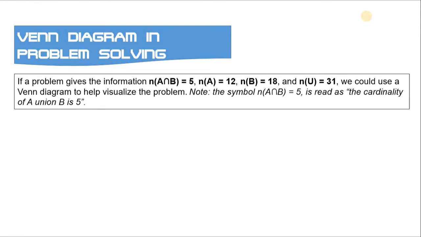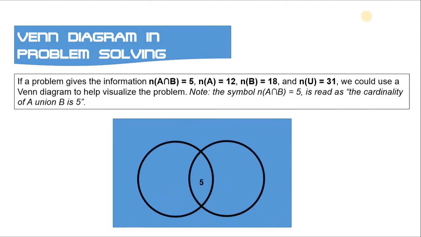Note the symbol: the cardinality of A intersection B is 5, that is the intersection. So that's 5, that's the intersection. The word here is intersection. Then we have set A, whose cardinality is 12. So why 7 only? Because 7 plus 5 is 12. The cardinality of B is 18, so what we need is 13, because 13 plus 5 is 18.